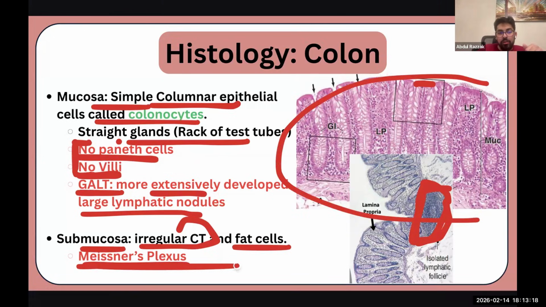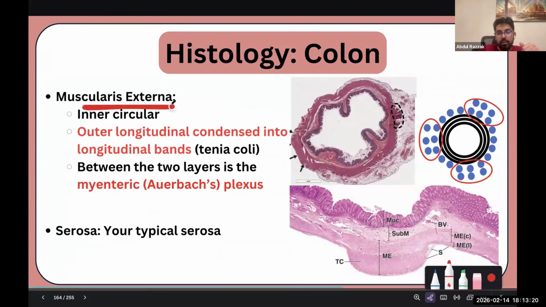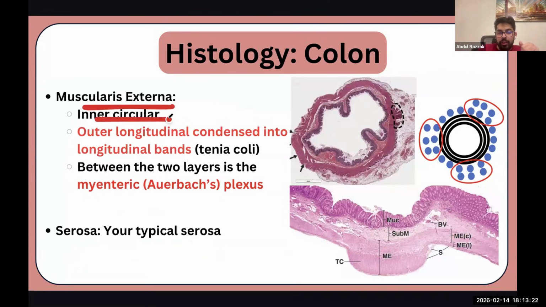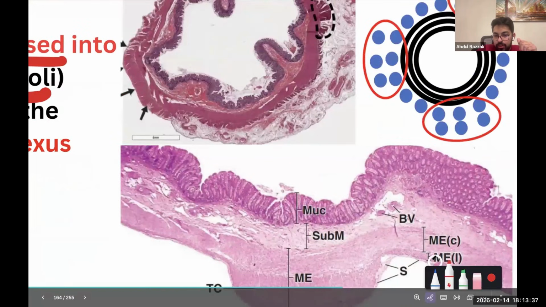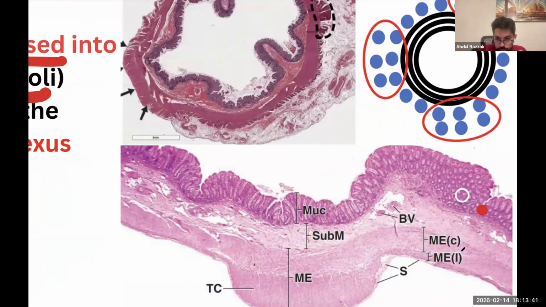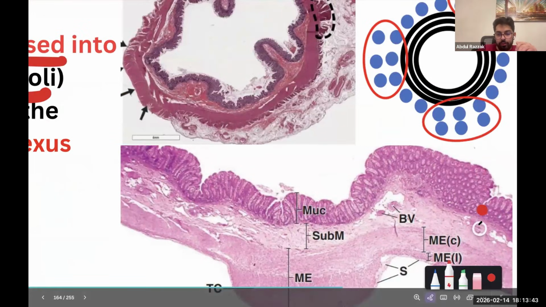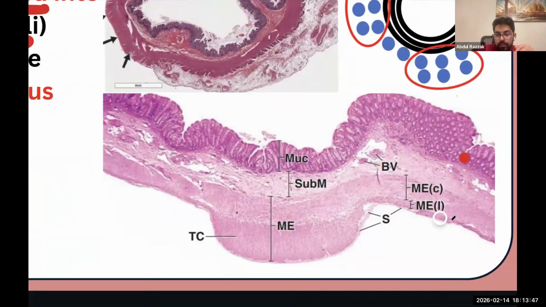Now let's dig deeper into the muscularis externa. It has an inner circular layer like all the GI tract discussed before, and it has an outer longitudinal layer that is, however, condensed into longitudinal bands, teniae coli. You can see here this is MEI, the inner layer of the muscularis externa, and this is MEL, the outer longitudinal layer. You can see that it's very, very thin.